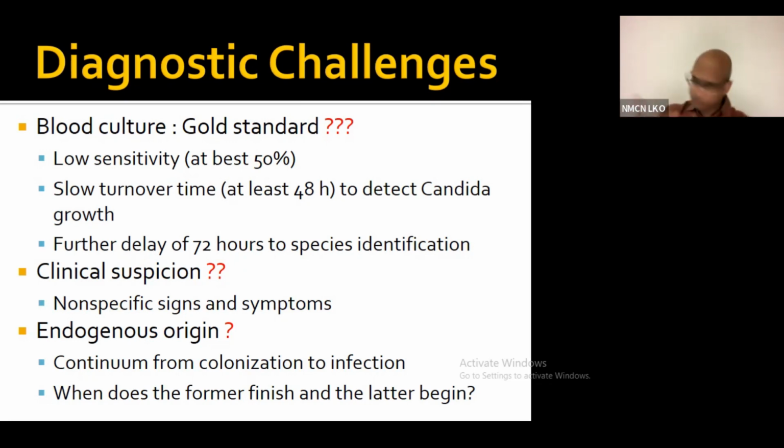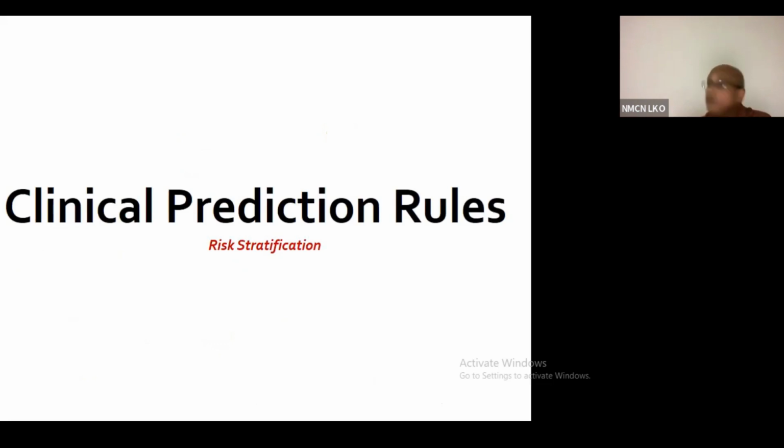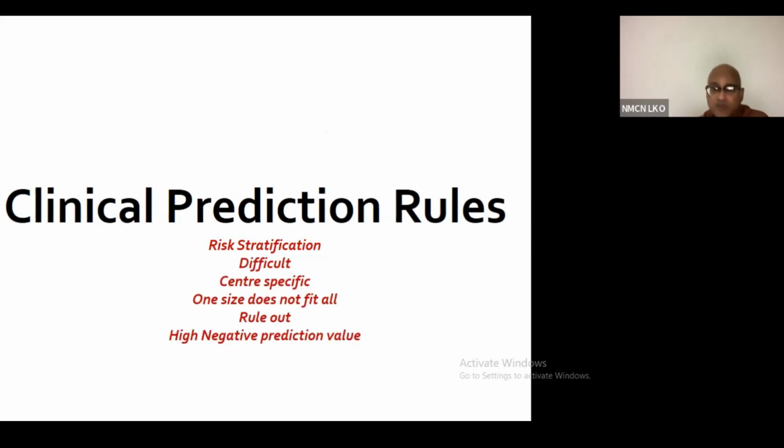So you have to see that the challenges come here. Therefore, people tried and looked into prediction rules. Now, there are a huge lot of prediction rules available, clinical bedside rules for risk stratification, because I need to understand what risk this ICU patient has of having a Candida or an invasive fungal infection. So it is difficult. One, why are all these studies on Candida prediction rules center specific?